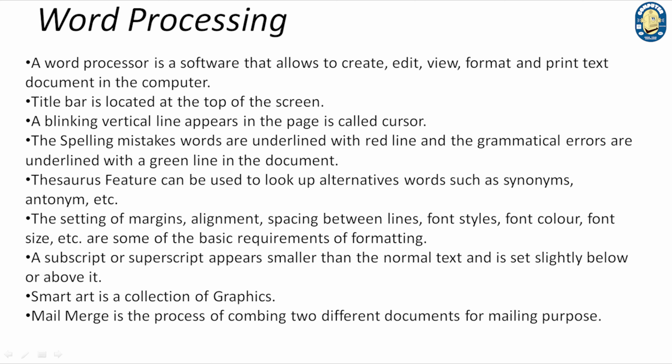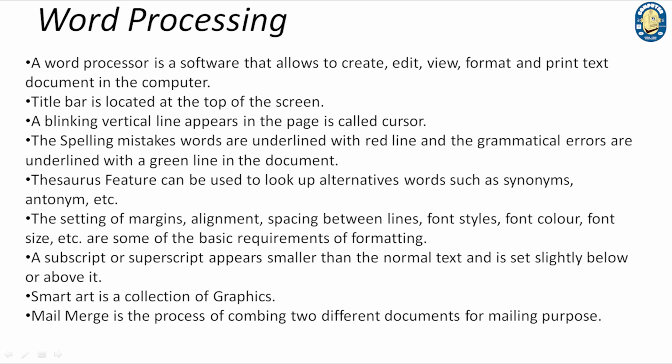Word processing. A word processor is software that allows you to create, edit, view, format and print text documents on the computer. Title bar is located at the top of the screen. A blinking vertical line that appears on the page is called the cursor. The spelling mistake words are underlined with a red line and the grammatical errors are underlined with a green line in the document. Thesaurus feature can be used to look up alternative words such as synonyms, antonyms, etc.